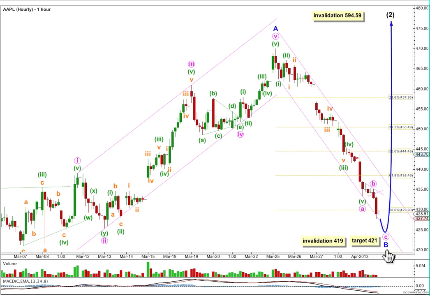So I'm expecting it's most likely we'll see a little bit of movement downwards for Apple when markets open tomorrow before we see a resumption of this short-term upwards trend.